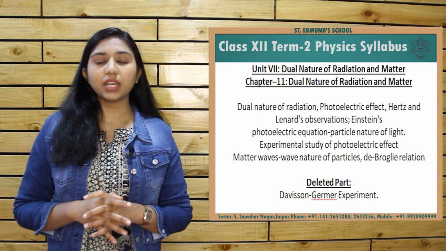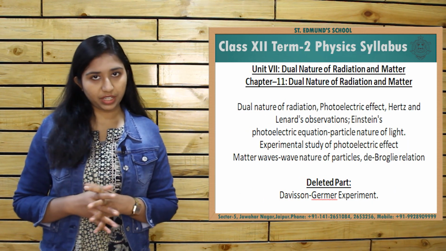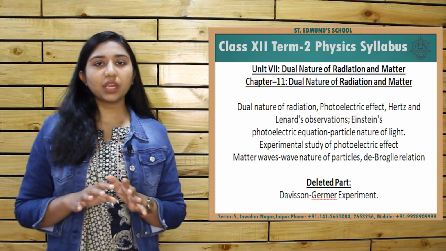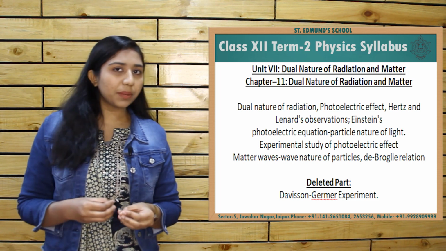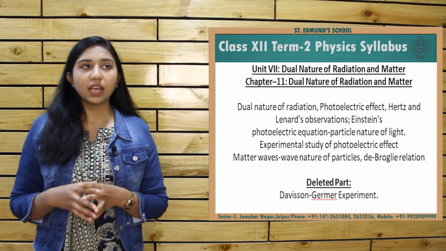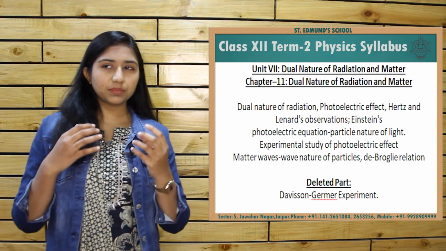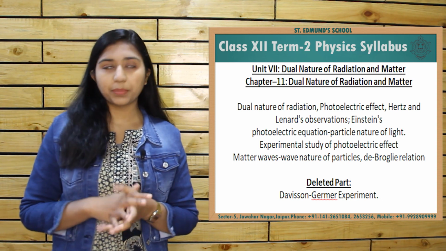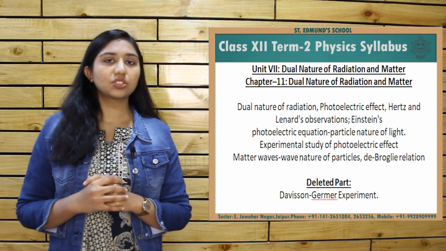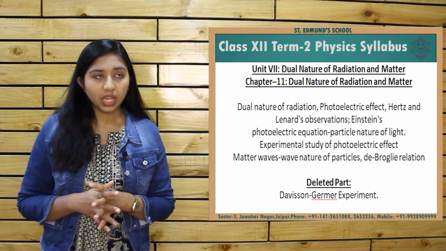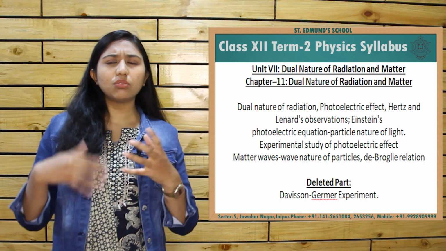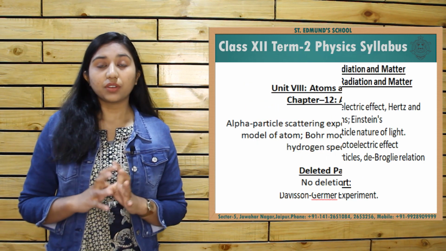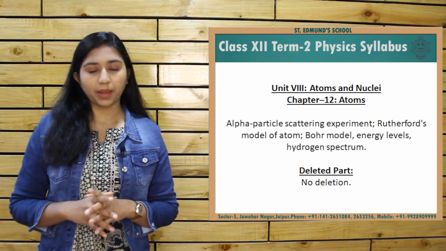The next is dual nature of matter and radiation. Again, this is a very easy topic. It is mostly theory based, graph analysis and some basic numericals. So this is one scoring chapter. One experiment, the Davisson-Germer experiment, has been deleted, rest everything is coming, and you all know about the dual nature of matter, so this comes.